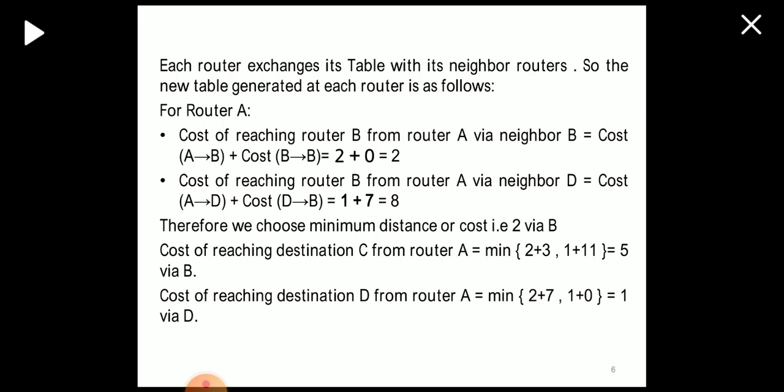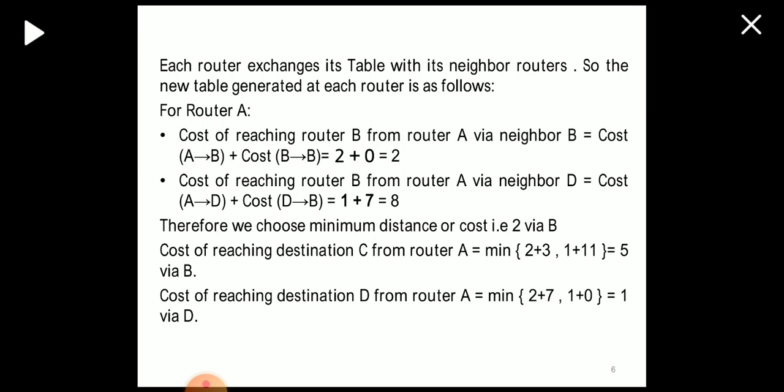Second condition, the cost of reaching destination C from router A, in which we have two paths, 5 or 12. Therefore, we consider the minimum distance path, that is 5 via router B for router A. Next condition is the cost of reaching destination D from router A. Which path do we consider? Either 9 or 1.